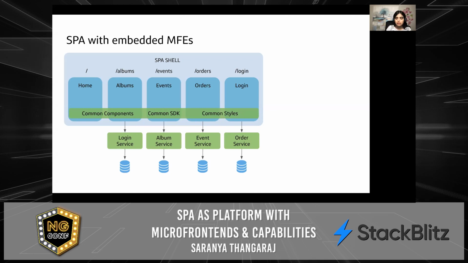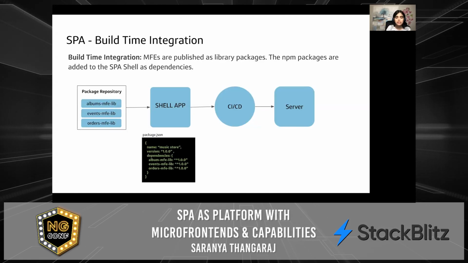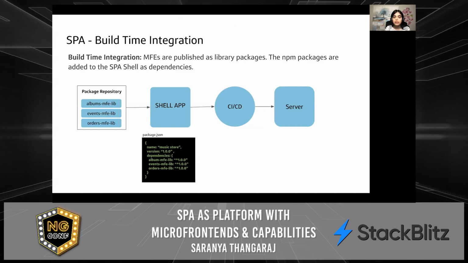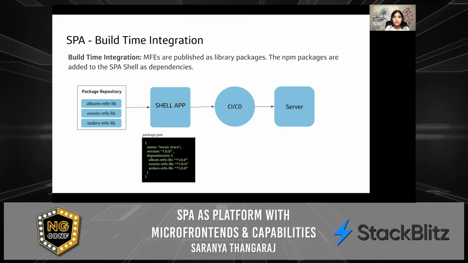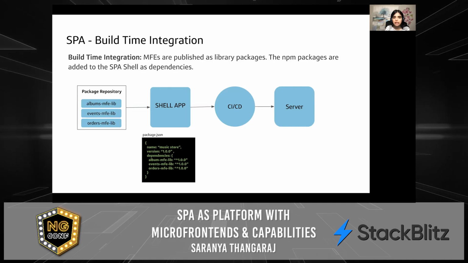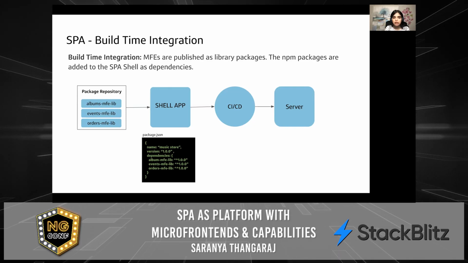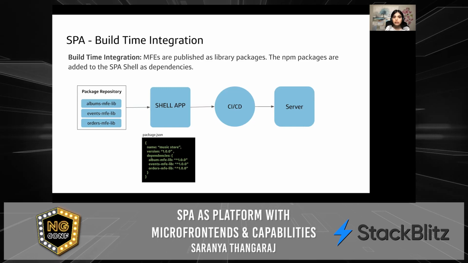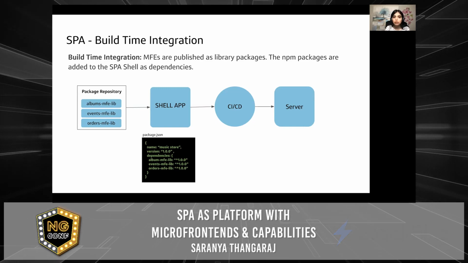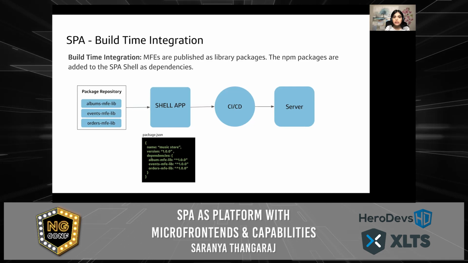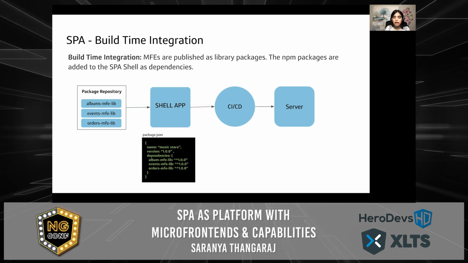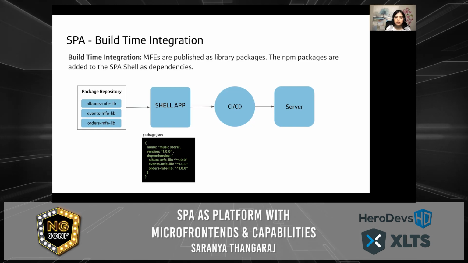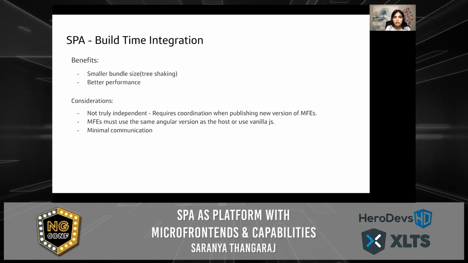So let's look at the two different integration patterns that we can use for SPA with embedded micro-frontends. The first is we can publish our micro-frontends as library packages, and these packages can be referenced in the shell package.json file, so that whenever the shell application is built, it will pull the code for the micro-frontends and bundle it together and have a single bundle which is deployed to the server. So there are advantages and considerations in this approach.